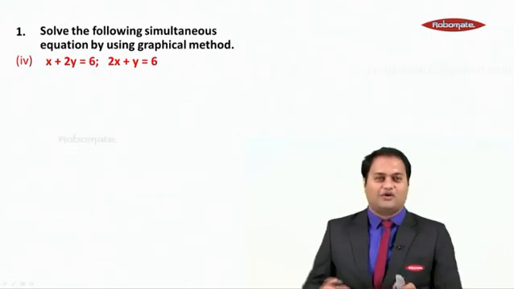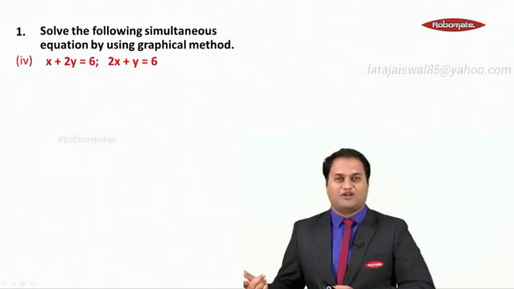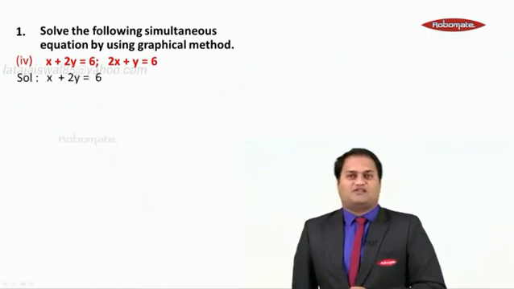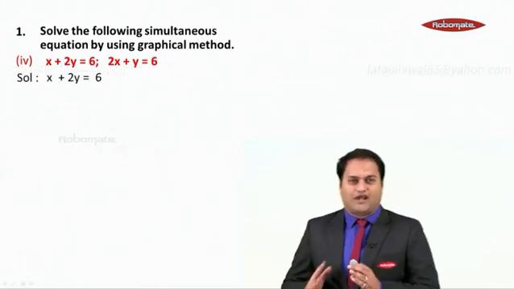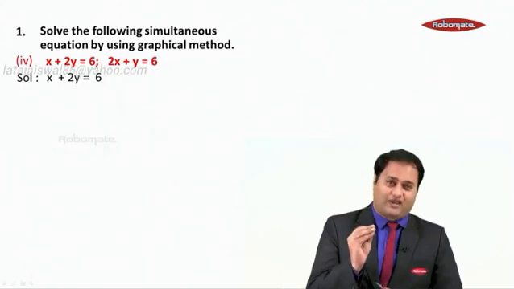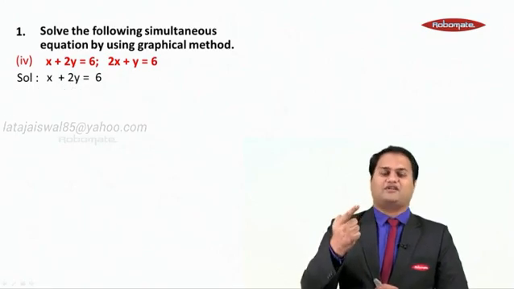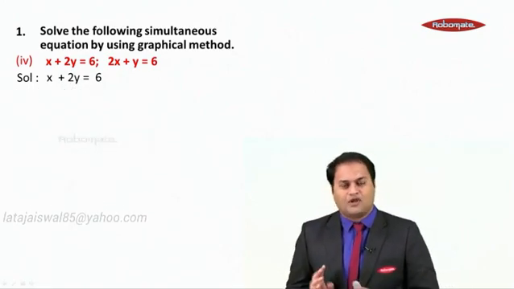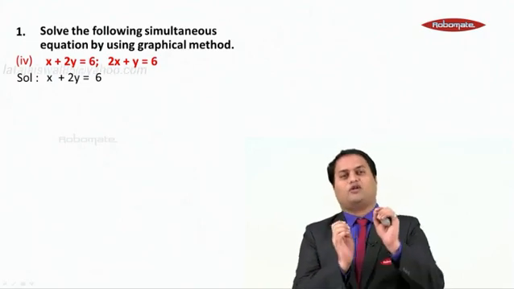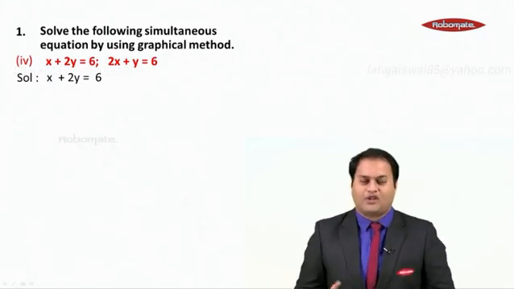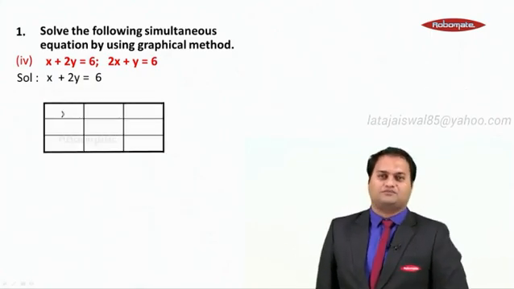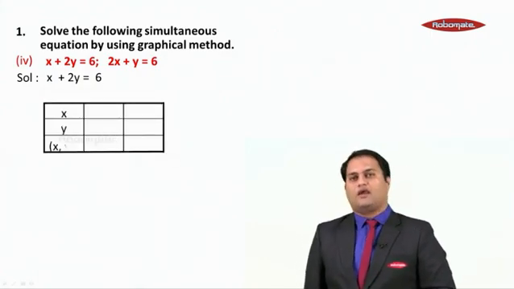Let's see how to form that table, how to get the points which we spoke about in the concept. x plus 2y is equal to 6. Now what we need, as I said, is two values of x and two values of y that will satisfy this equation. Once we get two points, we will plot them on the graph paper and we will get a straight line. Now how to get those points? Let's see. Draw a table: x, y, x comma y.